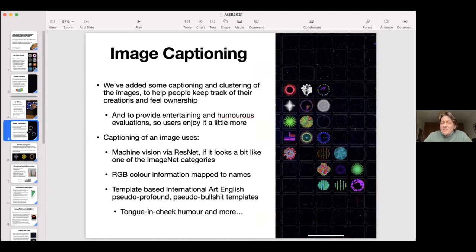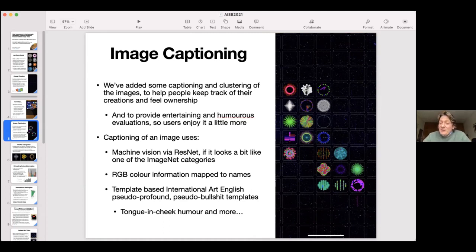We've added some captioning and clustering of the images to help people keep track of their creations and feel ownership of them, but more to the point, to provide entertaining and humorous evaluations so that they enjoy it a little more. There are 3 ways that we do captioning. Firstly, using machine vision via ResNet: if it looks a bit like something in one of the 1,000 ImageNet categories, it will be tagged with that, and that will give you a nice image caption. We use RGB color information when ResNet isn't available. And then the more interesting thing is template-based international art English, pseudo-profound, pseudo-bullshit templates.